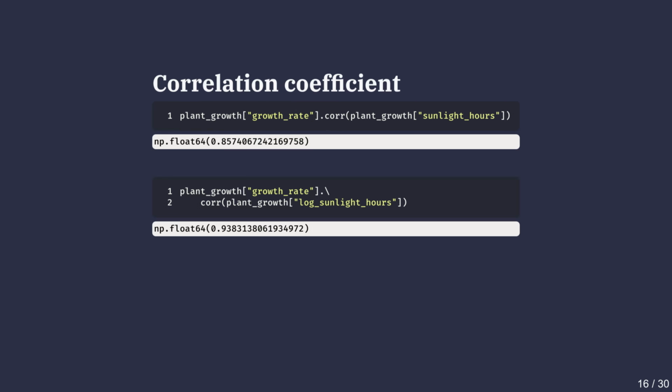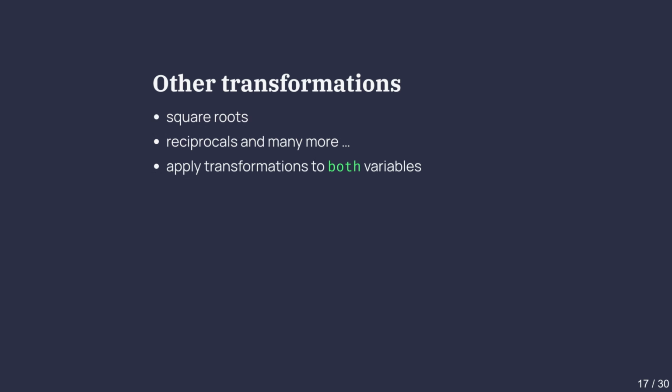After this transformation, the correlation jumps from 0.85 to 0.93, showing a robust linear relationship. Besides log transform, other techniques like taking square roots or reciprocals can be used to linearize datasets before correlation studies. The right transformation depends on the data's characteristics. Sometimes we might even need to transform both the variables to achieve linear relationships.